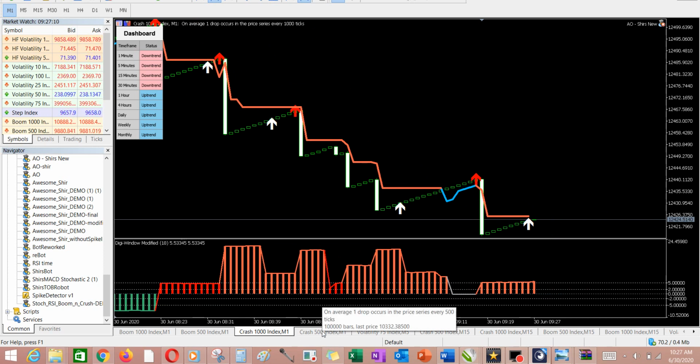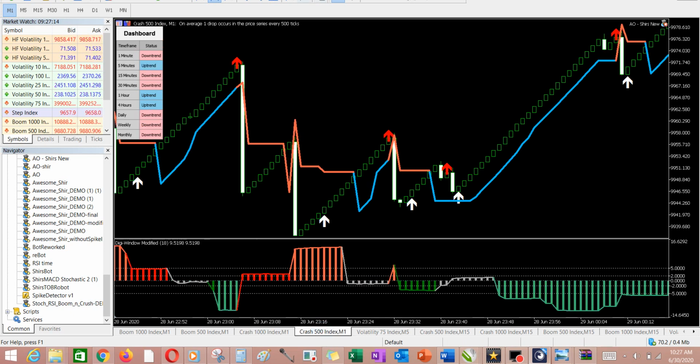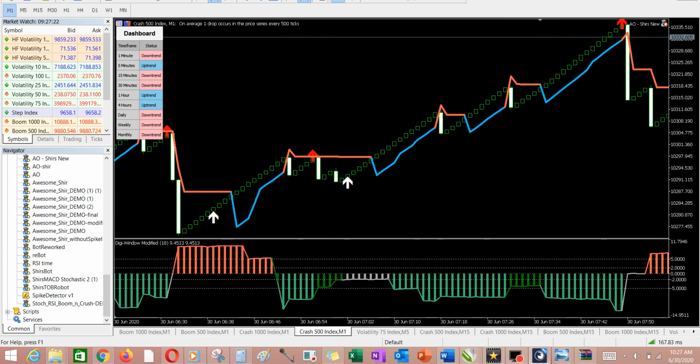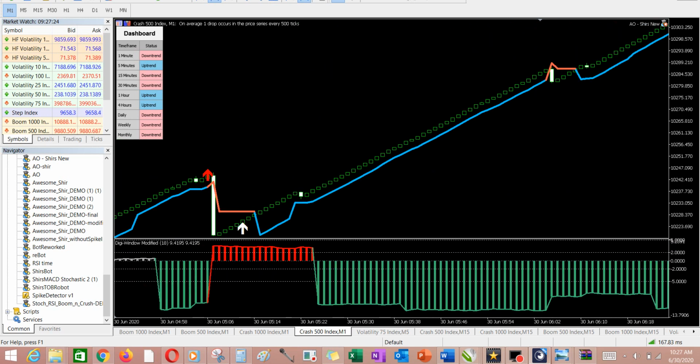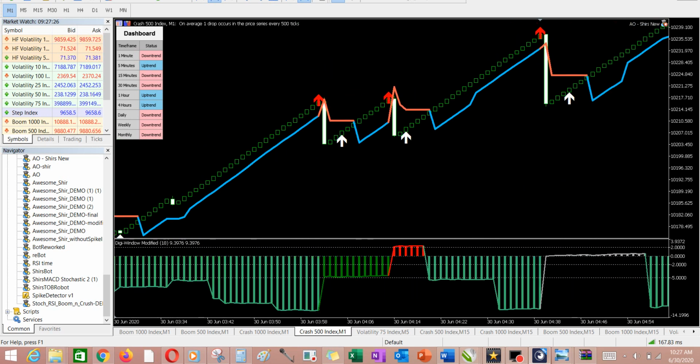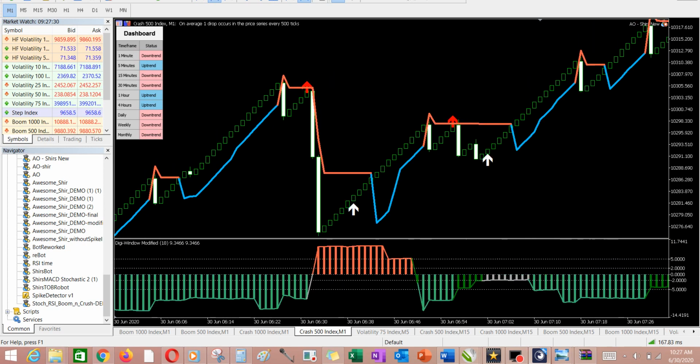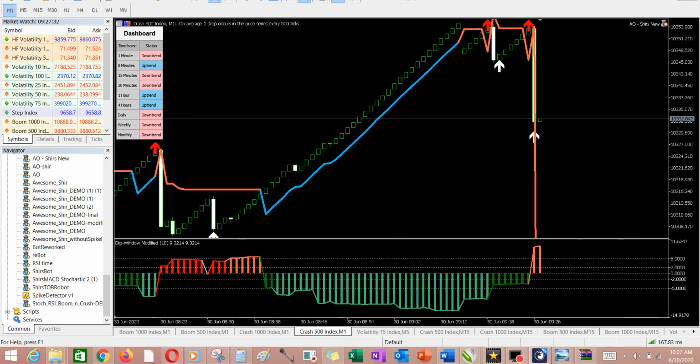So let's check Crash 500. Let's see what is happening with Crash 500 before we go into today's training. It's just crashed in Crash 500, but it's been on an uptrend for a while. You can see it's been on an uptrend, so it is more of an uptrend than a downtrend. It's been on an uptrend but presently crashing, but probably it will go on an uptrend again.